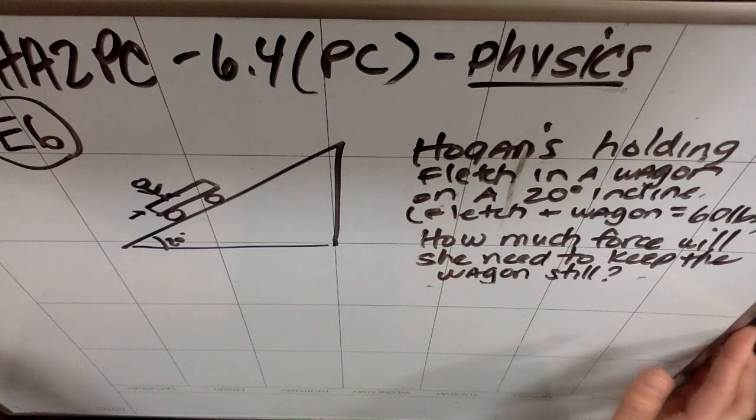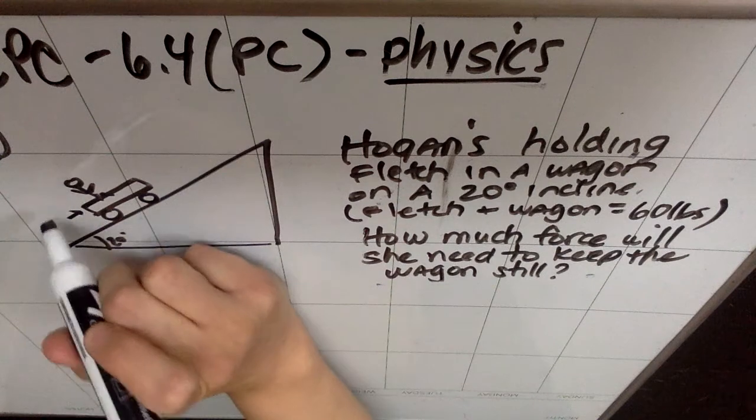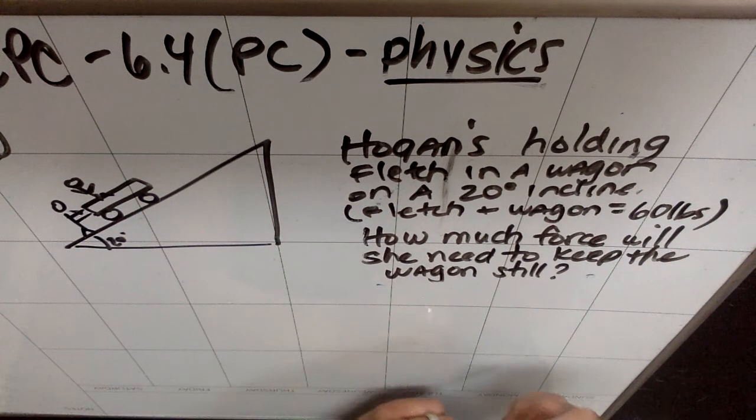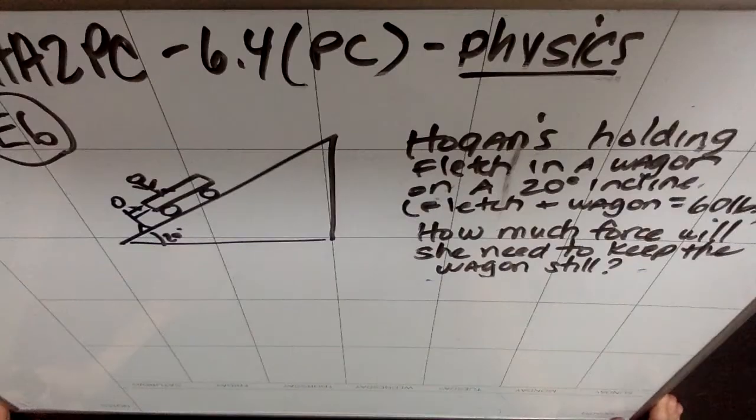Okay, so this is example 6. Hogan, that's me, is holding Fletch, that's my son, in a wagon on a 20-degree incline. So he's in a wagon, and I'm standing here pushing to stop him from sliding backwards. Fletch plus the wagon total weighs 60 pounds. How much force would I need to push, directly up the ramp, to just keep the wagon still? I'm not trying to move the wagon, I'm trying to keep it from sliding down.